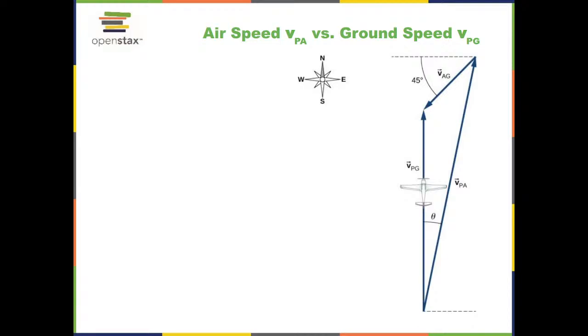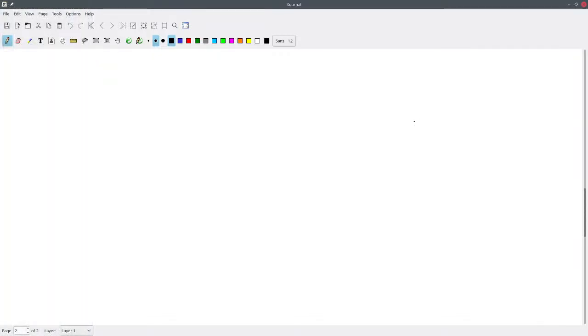Another formulation of this kind of problem is using water currents. So let's do an example of that. Example of a swimmer crossing a river.